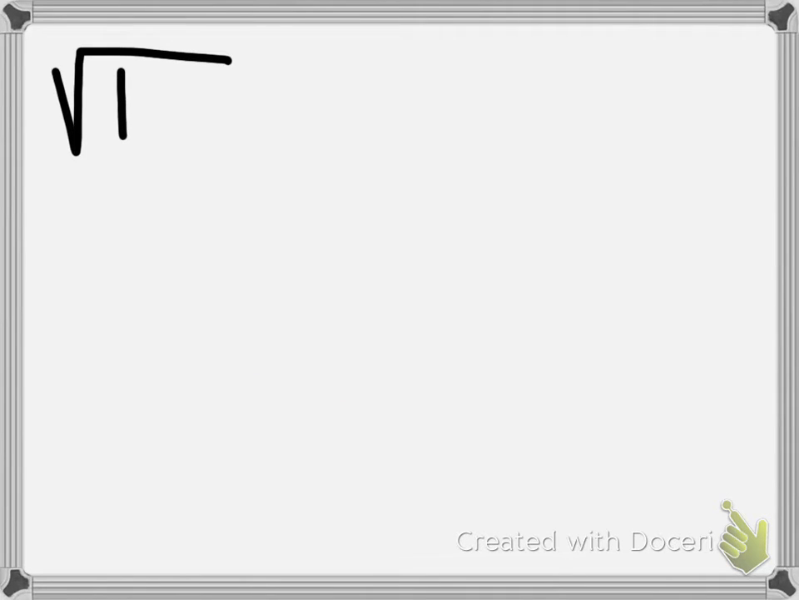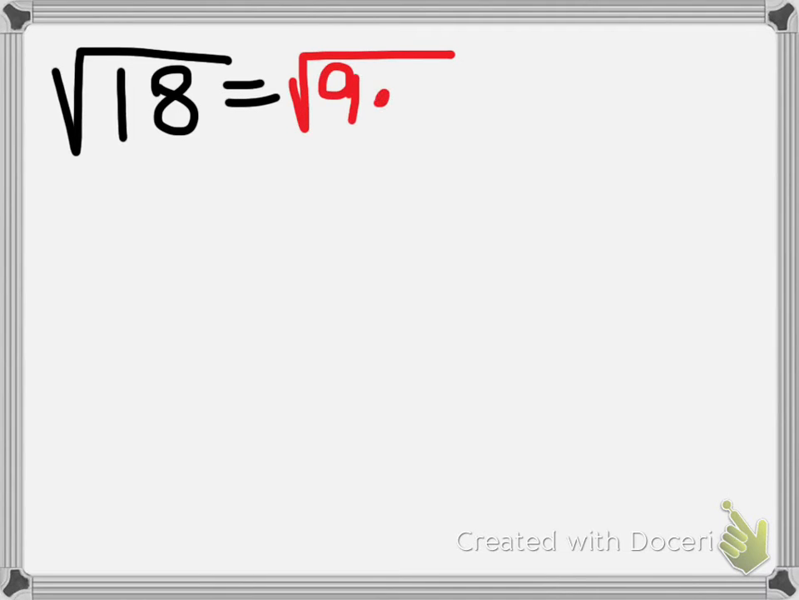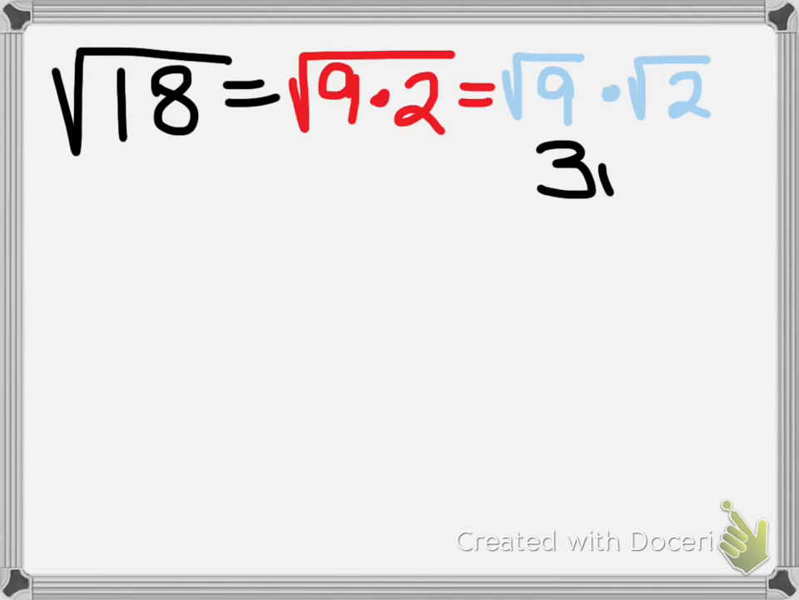Here's another example, the square root of 18. If I look for a perfect square, that would be 9 times 2, because 9 is a perfect square. So if I break that down, the square root of 9 times the square root of 2, that would simplify to be 3 square roots of 2, because the square root of 9 is equal to 3.